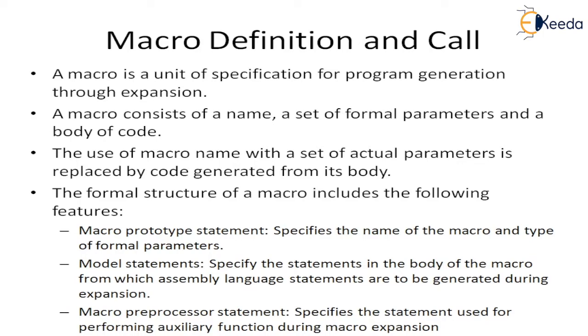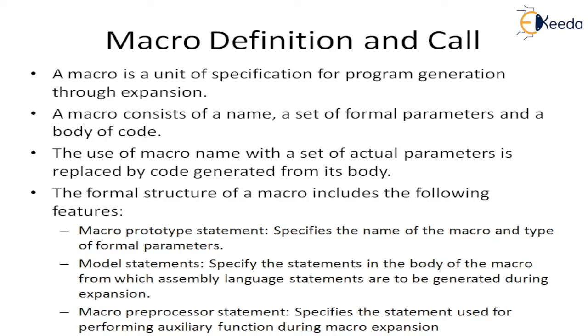The second one is the model statement, which specifies the statements in the body of the macro from which assembly language statements are to be generated during the expansion. So the actual assembly language statements which are generated during the expansion are specified by the model statements. Macro preprocessor statements specify the statements used for performing auxiliary functions during the macro expansion. So these three types of statements are included in the formal structure of the macro.